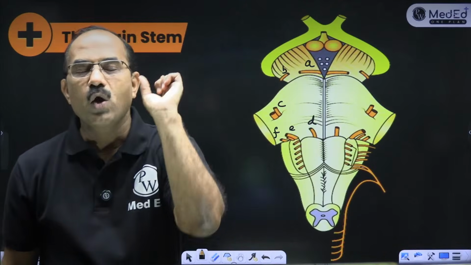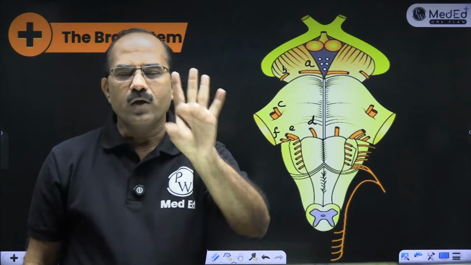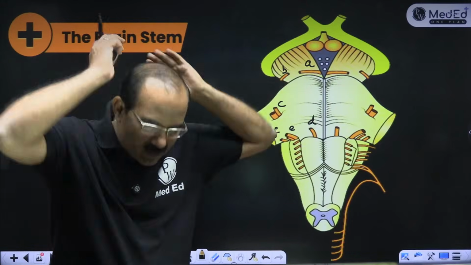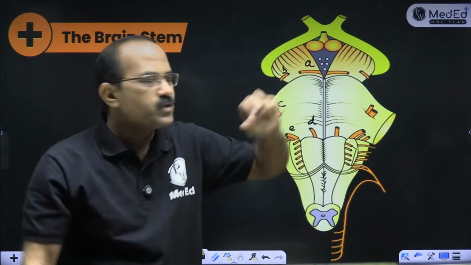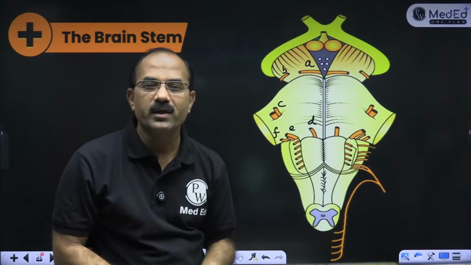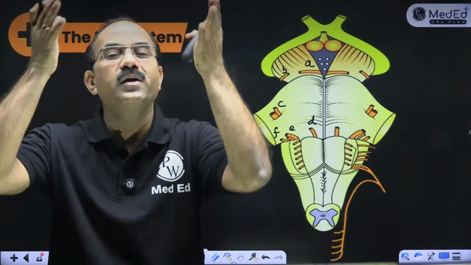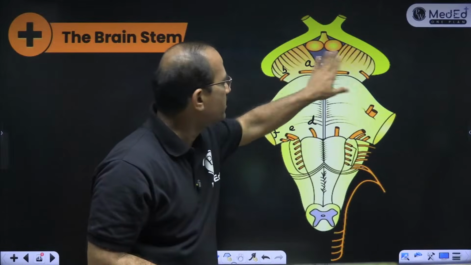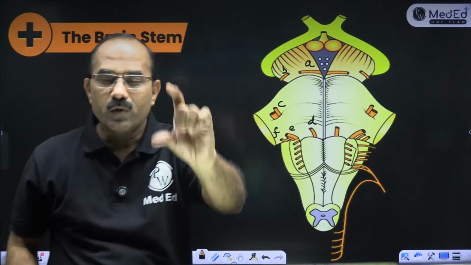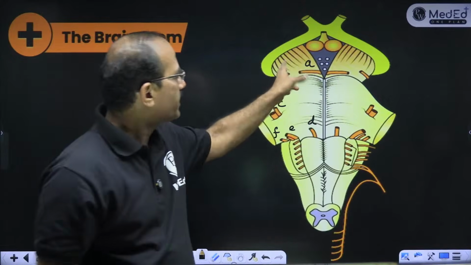A is the oculomotor nerve. What is B? B is coming from behind. That's the trochlear nerve. So A is the oculomotor nerve, B is the trochlear nerve. The oculomotor and the trochlear nerve are attached to the midbrain. This is the midbrain. This is the crus cerebri.